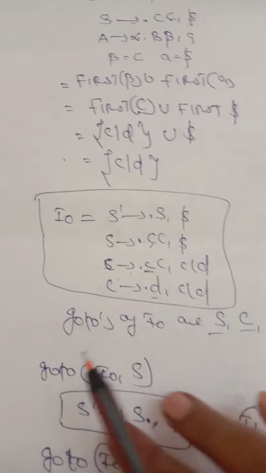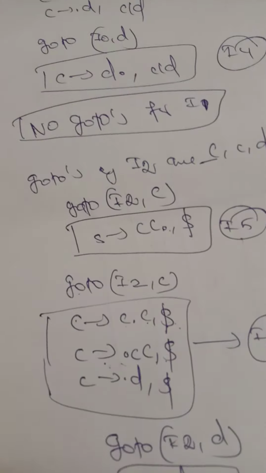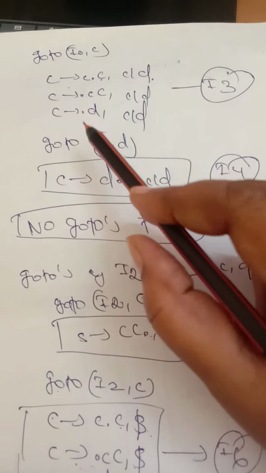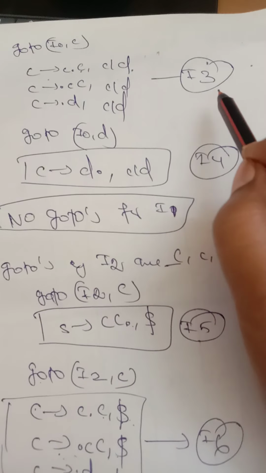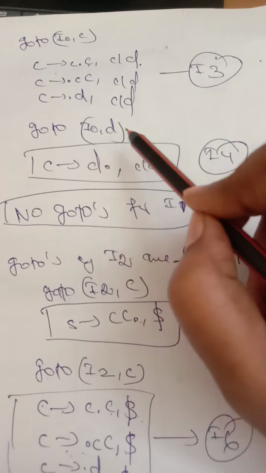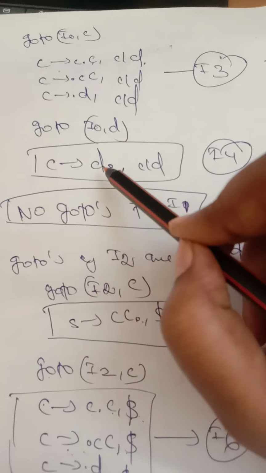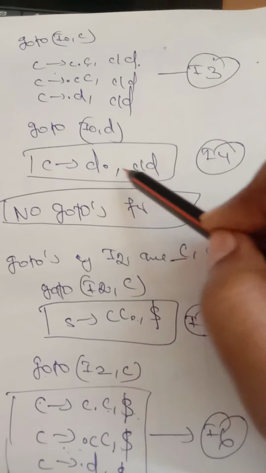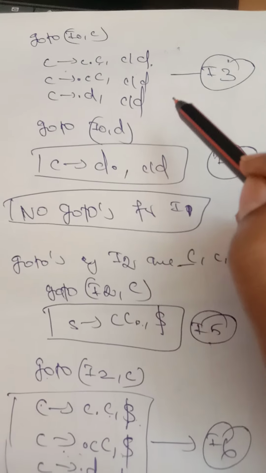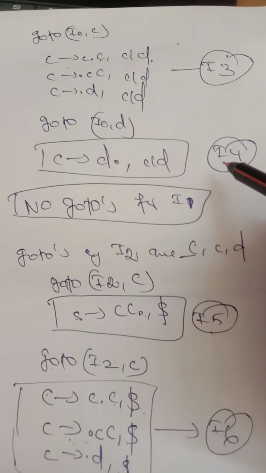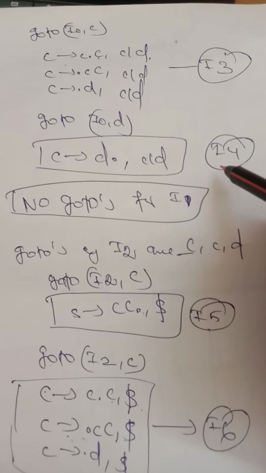So the answer is this. That is called I3. And next, goto of I0 comma D. Here it is S goes to d dot comma c, d. It's not the same as the already available sets I0, I1, I2 or I3. So I gave a new name for that set, I4.